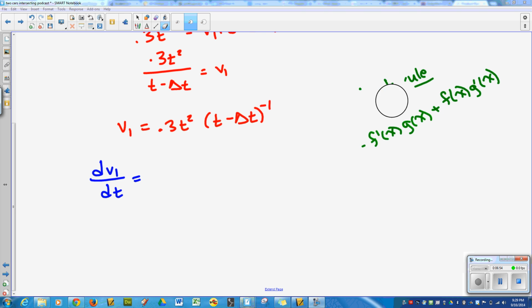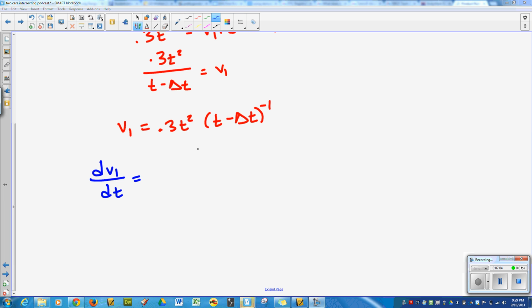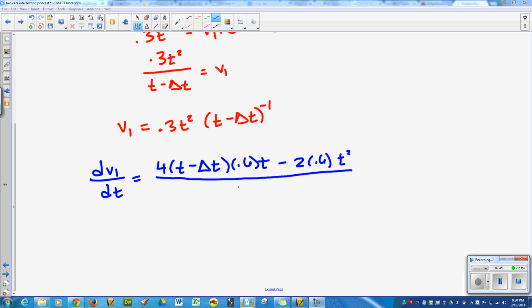All right, let me just move that out of the way. I'm going to need a little bit of space over here. Following through, we get, simplifying along, t minus delta t times 0.6 times t, minus 2 times 0.6 t squared over 4 t minus delta t squared, because that's to the negative 2. Okay, now we're going to set that derivative equal to 0.